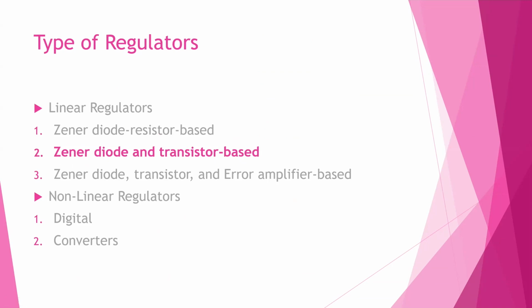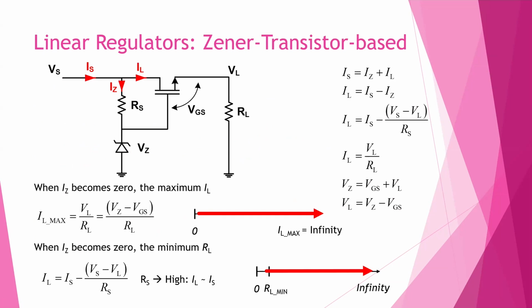So now let me explain the second type of linear regulator, which is Zener diode and transistor based. Here is the simple schematic of the Zener diode transistor based linear regulator. This one comes from the previous one, the simple structure with only the Zener diode. For this circuit, we are using this structure, which provides the voltage reference for the power switch, this transistor. Depending on this value, it can control the current. But here, the Zener voltage is almost constant, okay?